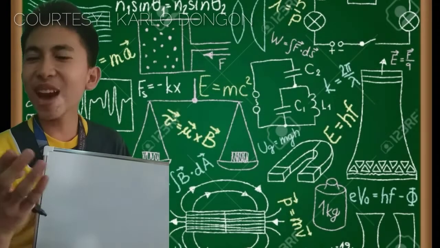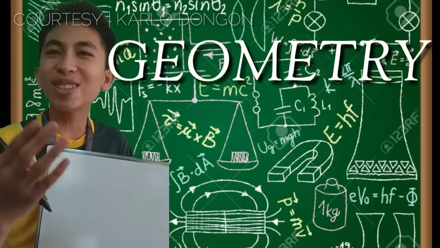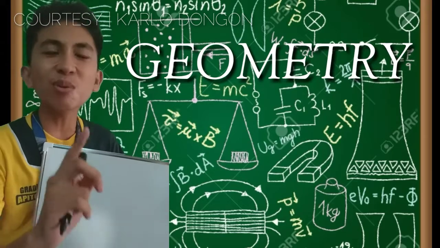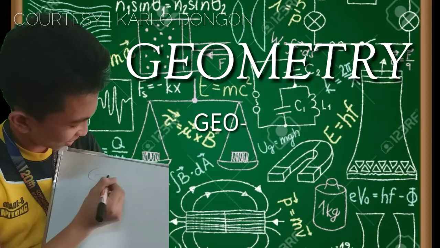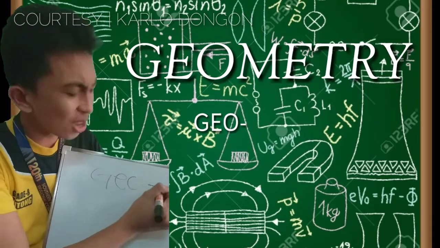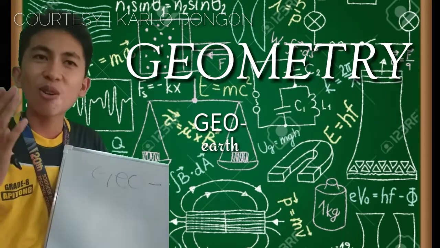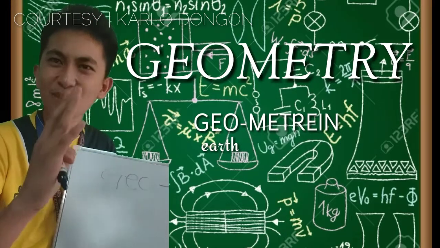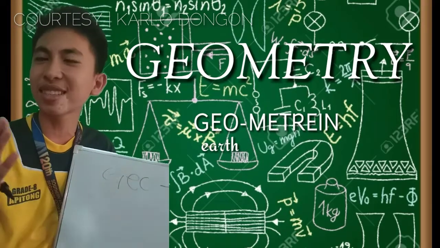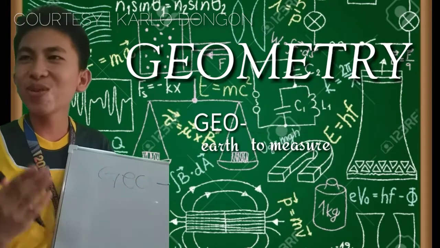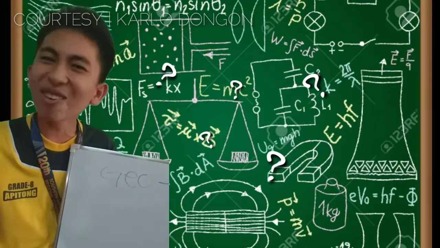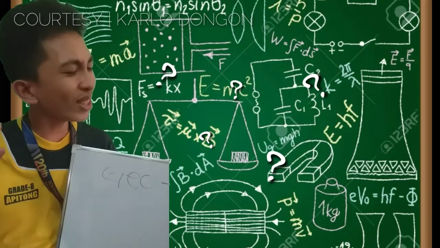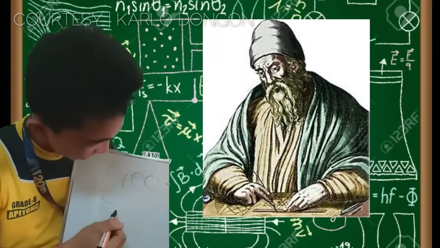Good day! Now we are going to tell what is geometry. Geometry comes from the word geo. Geo means earth. Then the next part in geometry is metry or metrine. Metrine means to measure. So now we're going to tell who is the father of geometry. So who is it? It is Euclid.